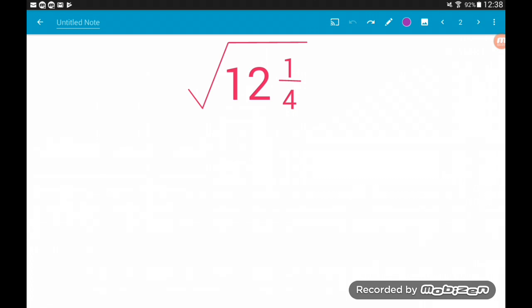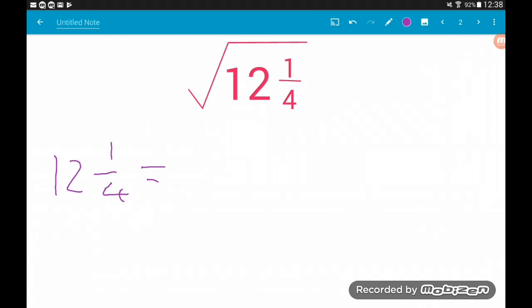Okay, so example 1, here we have the square root of 12 and 1/4. So remember, as I say, we never want a mixed number underneath a square root sign, so our first job is to turn the mixed number into an improper fraction. So let's not worry about the square root sign over him for a second. How do we turn 12 and 1/4 into an improper fraction?